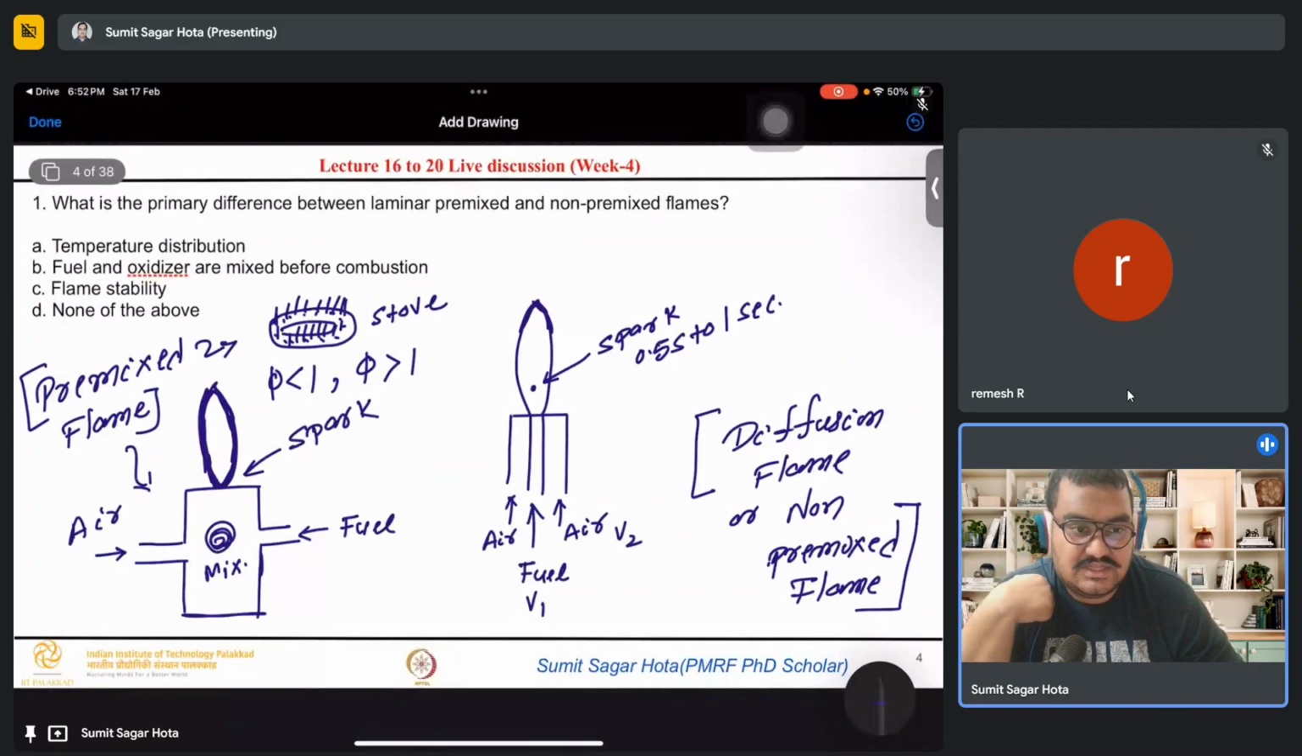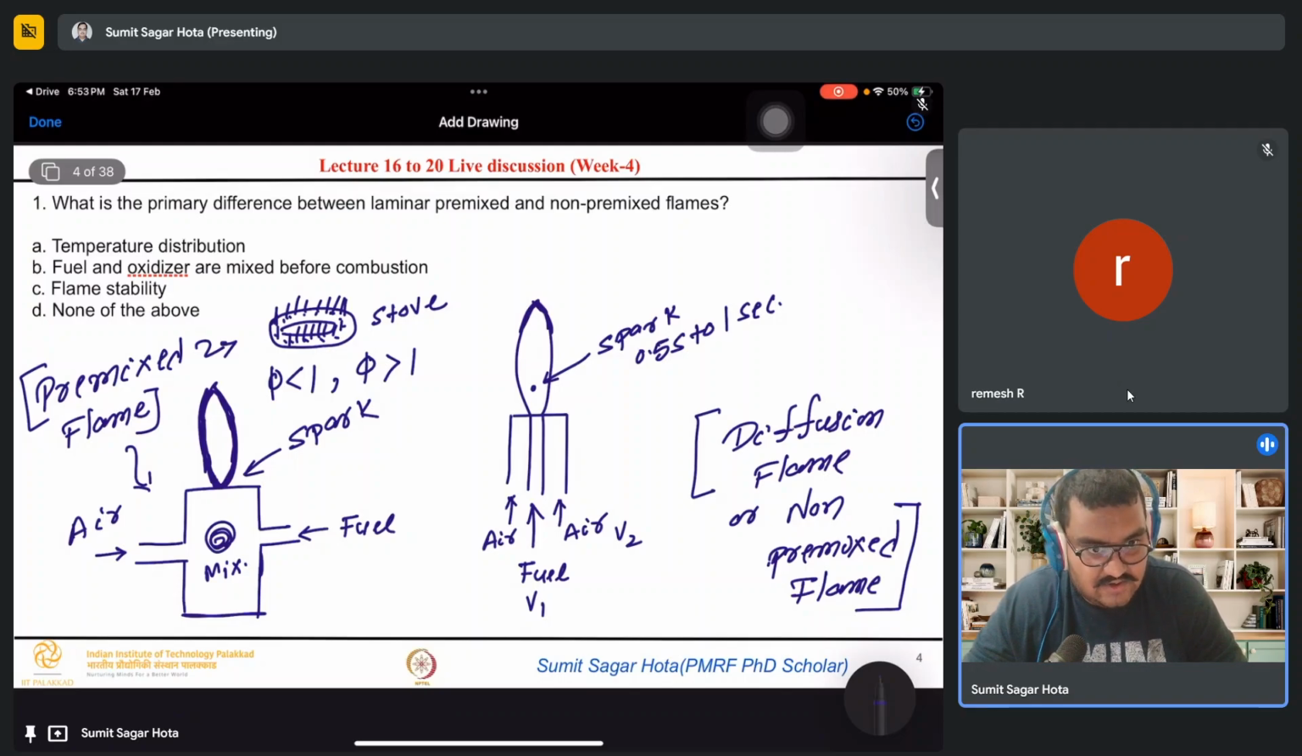That means LPG and all these things we burn in the pre-mixed flame. For example, methane flames you can use in diffusion flames nowadays. In other countries like China, they are using it as a rocket fuel. So that's the basic difference between pre-mixed and non-pre-mixed.